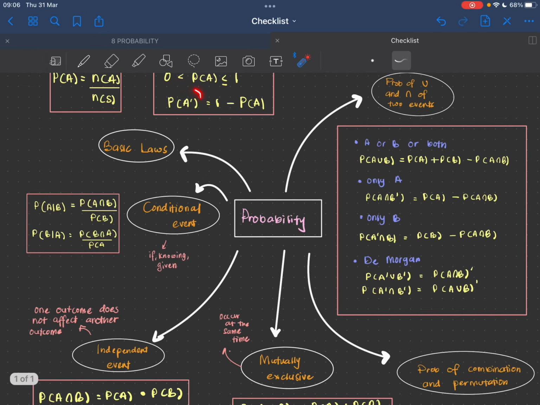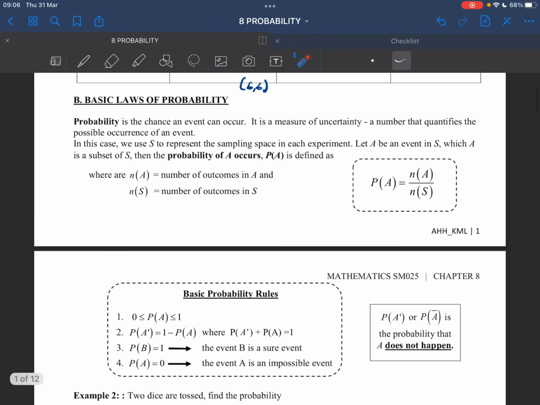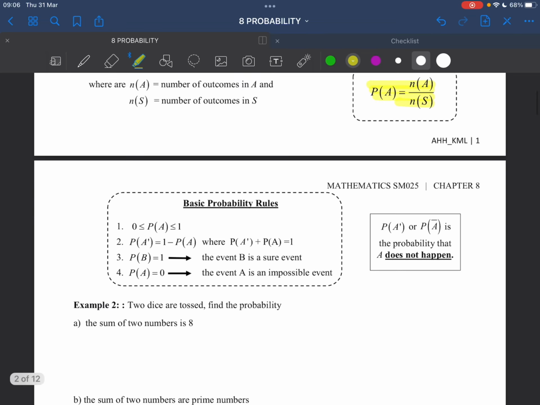And what is this called? P(A prime). P(A prime) means not event A. So to find the probability of A prime, we just do 1 minus P(A). So that is the basic law. This is the formula: P(A) equals N(A) over N(S). And the basic probability rules.